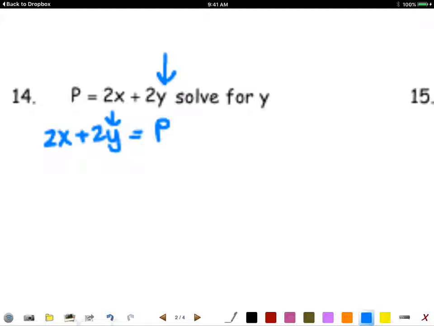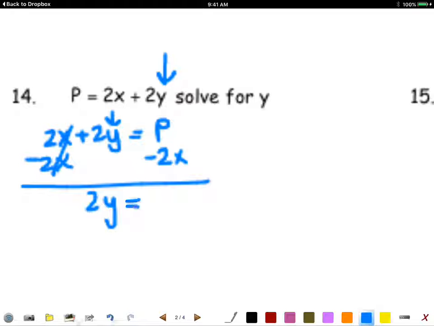Okay, we're getting rid of the whole 2x. We're not dividing. Dividing is if you're just trying to get rid of the coefficient. Subtract 2x. So we have 2y equals, let's just pick one way to write this. You want to write p minus 2x? Okay. We've done enough writing it both ways. All right, now one more step.